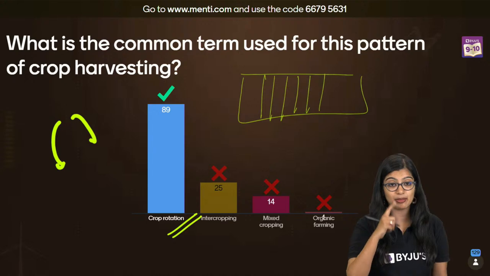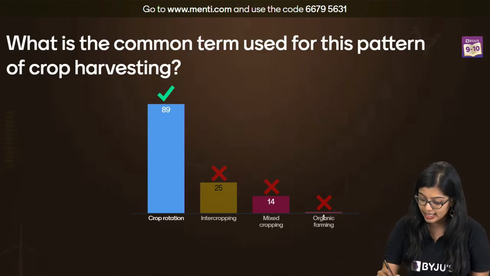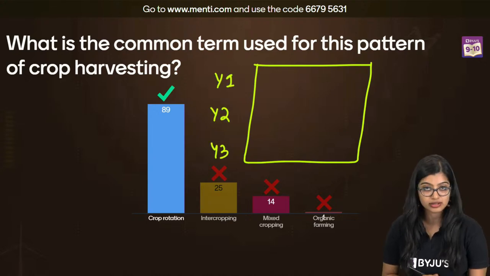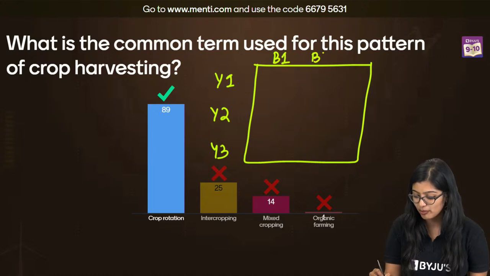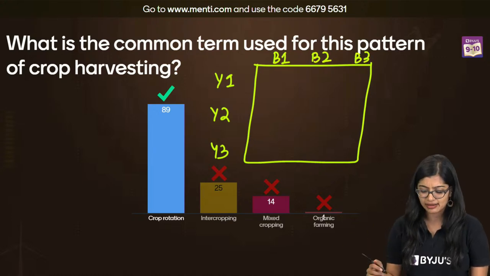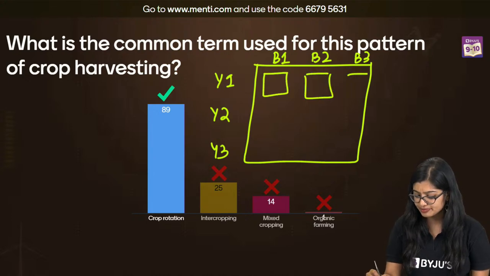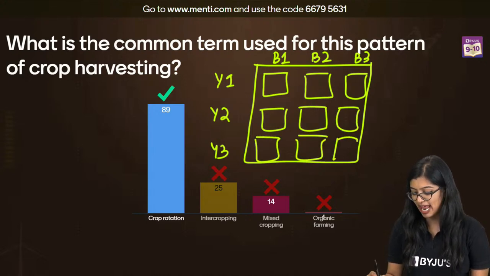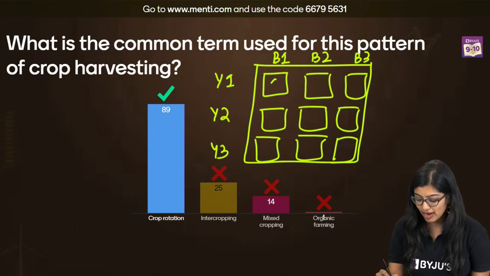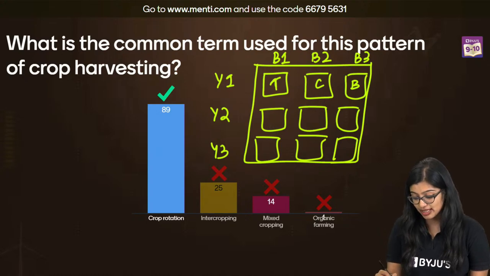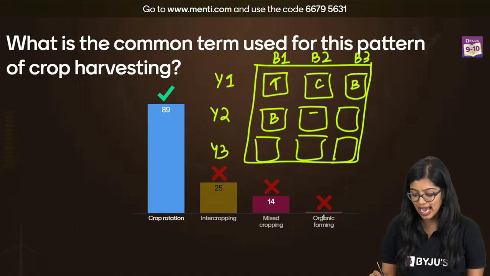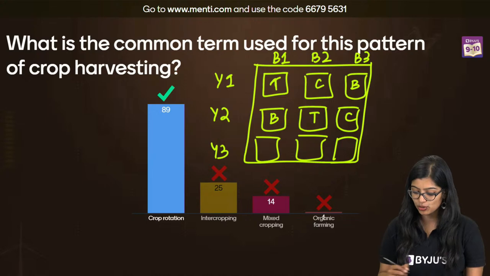I hope all of you are able to understand this. Now, for those of you who want an explanation one last time, they said that you have year 1, year 2 and year 3. And there is bed 1, bed 2, bed 3, nothing but the different parts of the land. So imagine each of these is a piece of land. In my first year, I grew only tomato here, carrot here and beans here. But next year, in bed 1 where I earlier grew tomato, I decided to grow beans. Where I used carrot, I grew tomato. And wherever I grew beans, I grew carrot there.